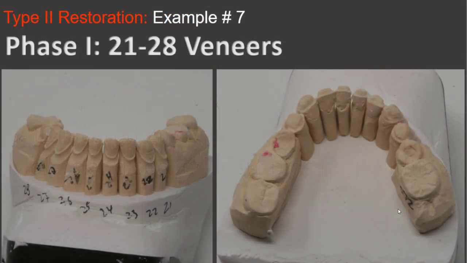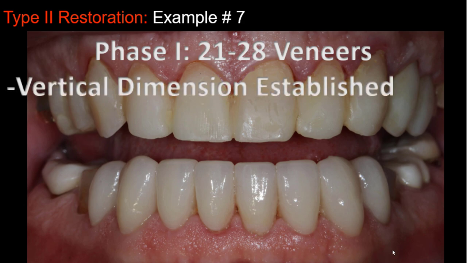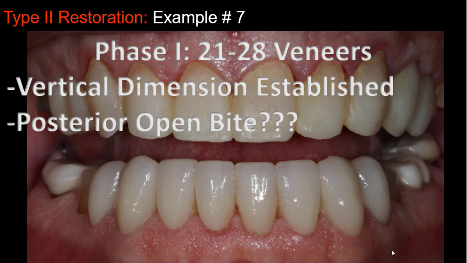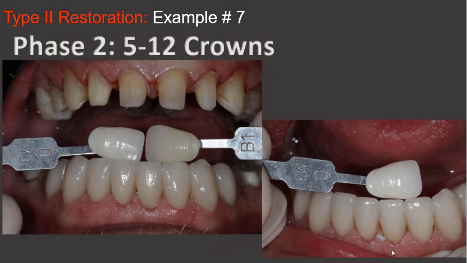So the first phase, we're going to do our veneers on the lower. And once we do our lower veneers, now what we've done is we've actually established our vertical dimension. Okay, we put the veneers in. Any adjustments necessary, we adjust on the upper matrix bonding, so we don't have to touch those lower veneers. We make them ideal. And after we're done, now we've got the vertical dimension, and we've also got a posterior open bite.